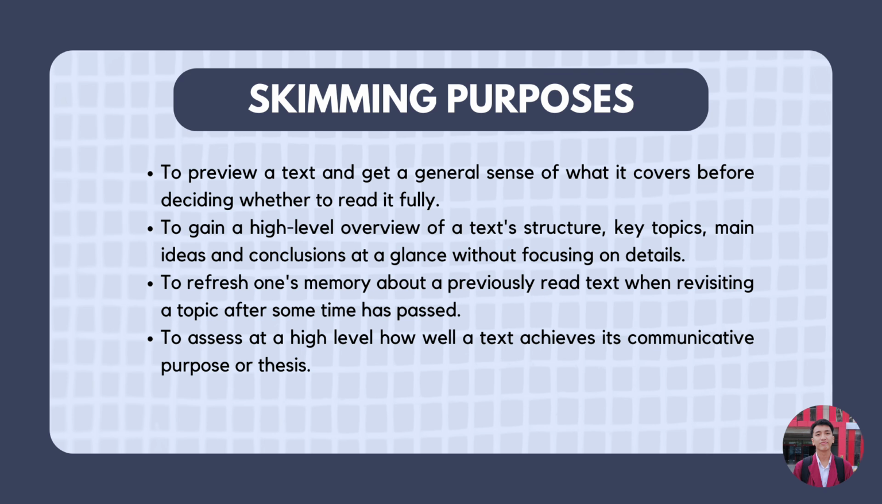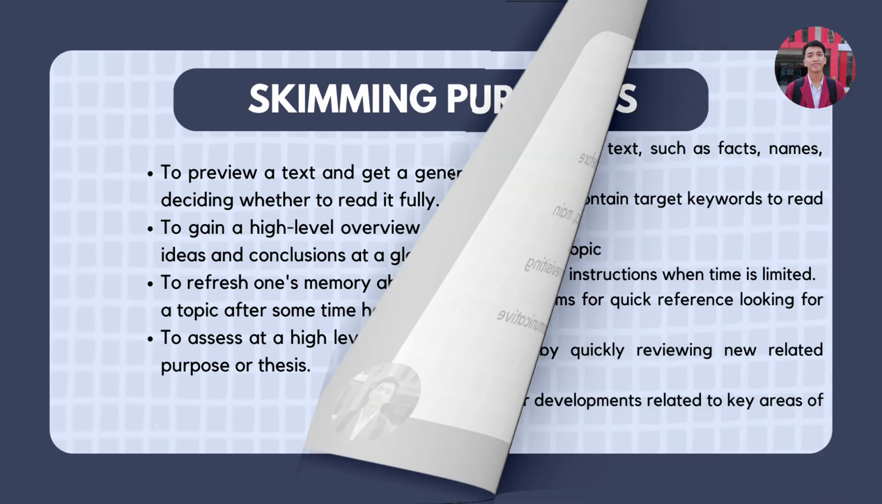The fourth one is to assess at a high level how well a text achieves its communicative purpose or thesis. A high-level scheme examining core argument, progression, and evidence use allows preliminary evaluation if it convincingly supports its aim before investing extensive reading to critique elements.